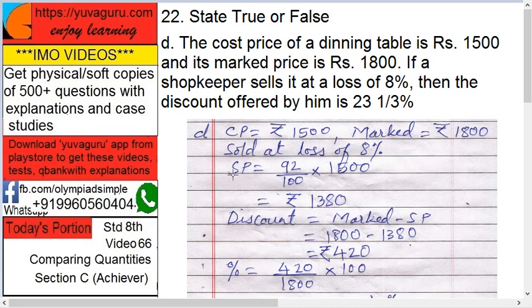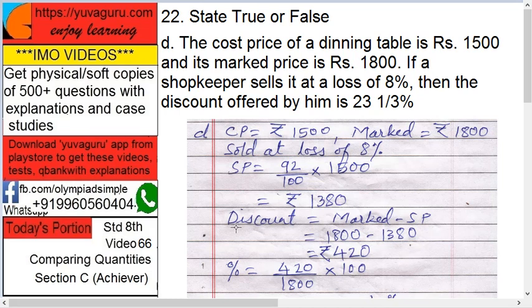So see this, selling price equals 92 upon 100. Why 92? 8% loss. So what is the selling price then? 92, 100 minus 8 is 92. So 92 upon 100 into 1500. So that is 1380. That is the selling price. Okay, so this is the price at which he sold.